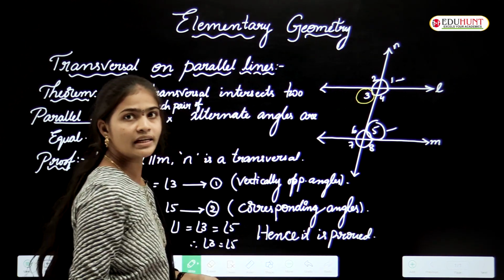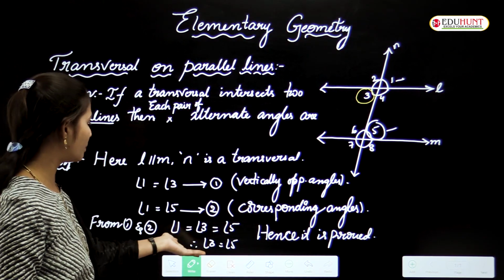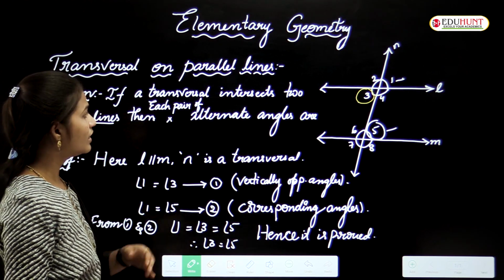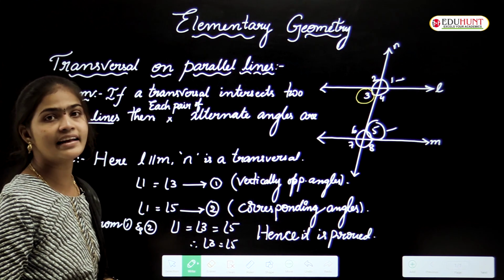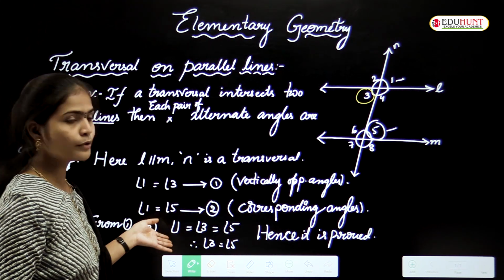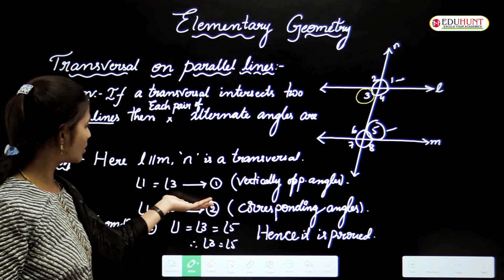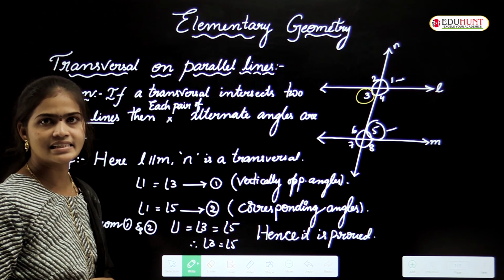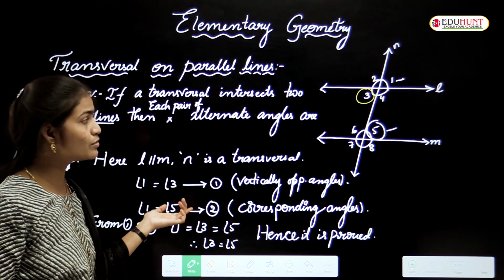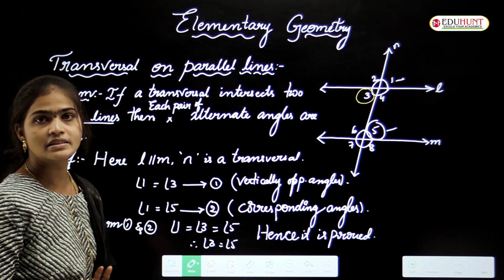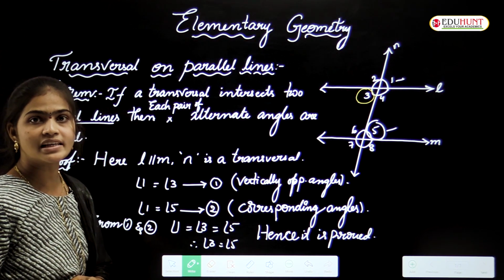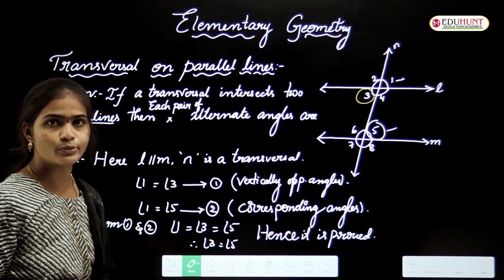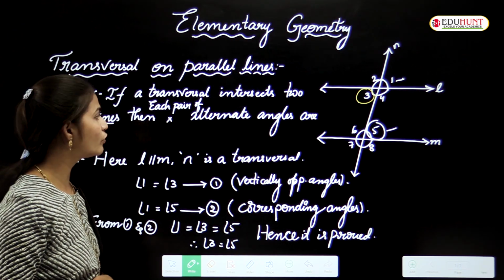So like this only you can take any other pair and prove for that. You can prove for alternate interior angles, and in the same way alternate exterior angles also we can prove. By using these two conditions, or any other conditions, we can say that alternate interior angles are equal, and in the same way each pair of alternate exterior angles are equal. Okay, so this is the proof for that.